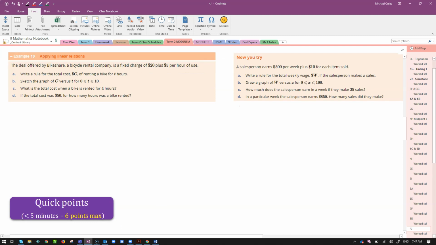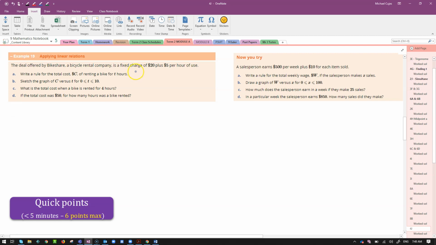The easiest way to look at these is just to do an example. I'll do the first one. I'll give you a chance to do the second one, but I might talk through my answer rather than just putting my answer there. So we'll see how we go. First one here. The deal offered by BikeShare, a bike rental company, has a fixed charge of $20 plus $5 per hour of use. Write a rule for the cost of renting a bike for T hours.